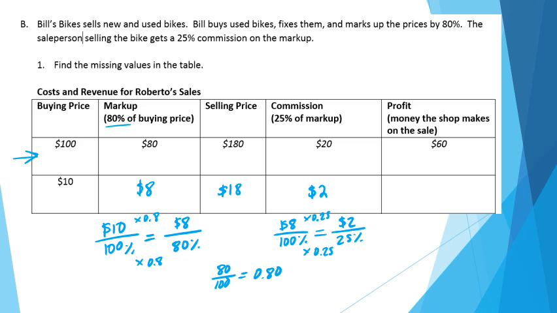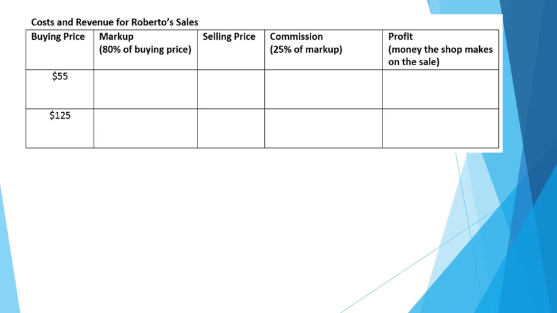So now my profit is going to be my selling price, $18, minus all of my expenses. So I have to take out my buying price and my commission and see what's left. So 18 minus 12 would give me $6 as my profit. So make sure you have those values there in your table and you understand how to get them. Now we're going to go on to the other sections of the table. So now I'm going to use the same concepts about the markup, the selling price, the commission, and the profit, just with different buying price starting values.